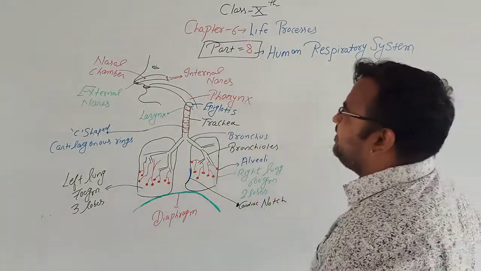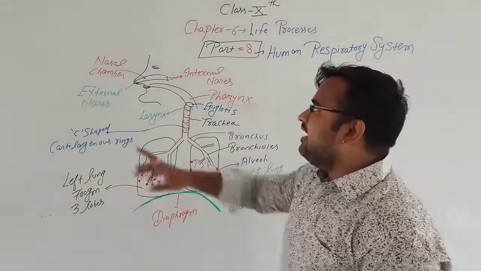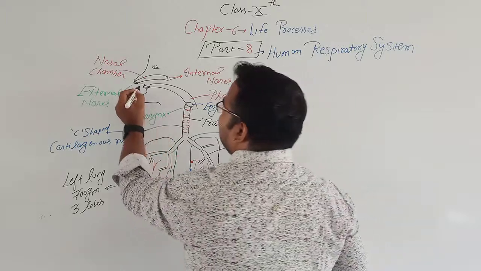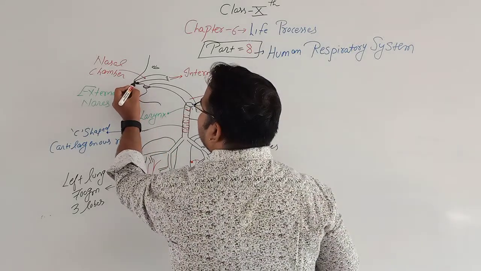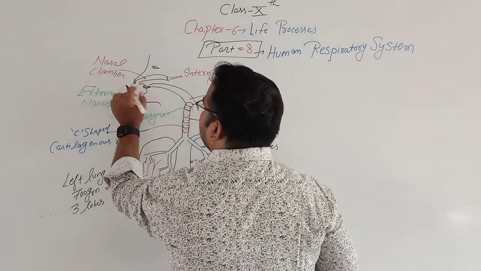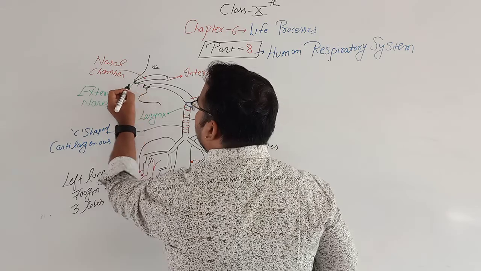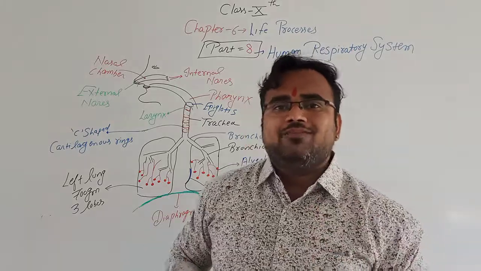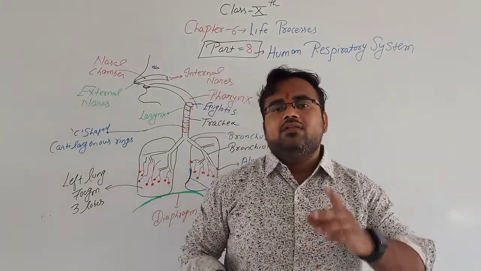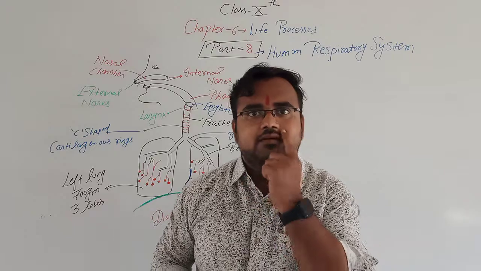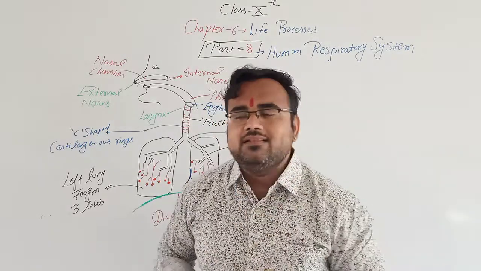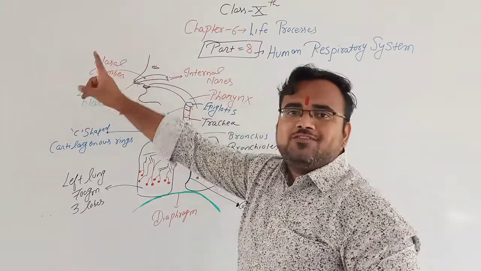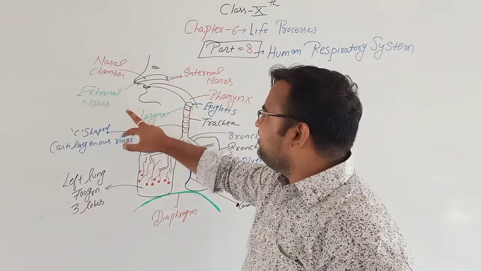See, the human respiratory system starts with the external layers. You can see here there are two external layers. So the first part of the human respiratory system is known as the external layers.